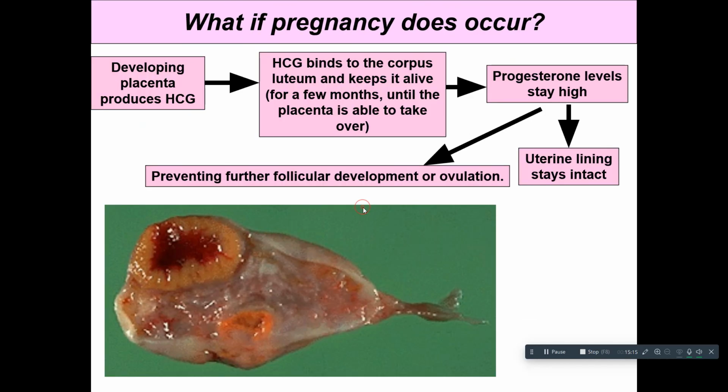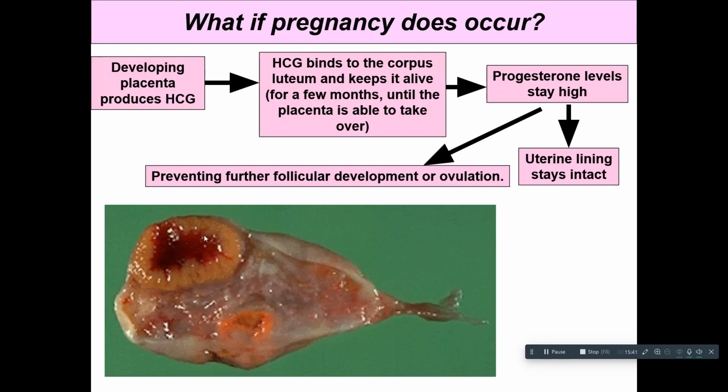All right, what if pregnancy does occur? Well, if pregnancy does occur, we don't want the corpus luteum to die. And luckily, the developing placenta makes a hormone called HCG, which stands for human chorionic gonadotropin. HCG is going to bind to the corpus luteum, keeping it alive for a couple months until the placenta is able to take over its job.